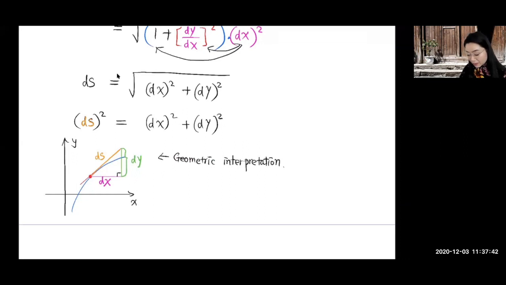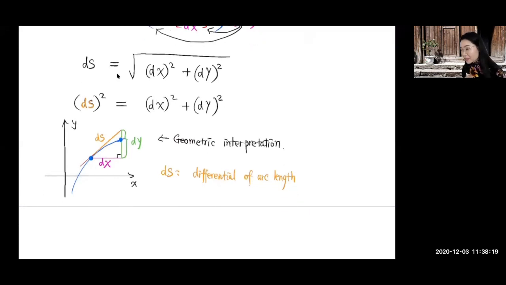Okay, so the ds over here is called the differential of arc length. It is corresponding to this. Now, the arc length itself is not from here to here. The arc length is actually this blue part right here, from here to here. So that is the arc length. But the differential arc length will be an approximation to this arc length right here. Try to understand how they relate in this picture.